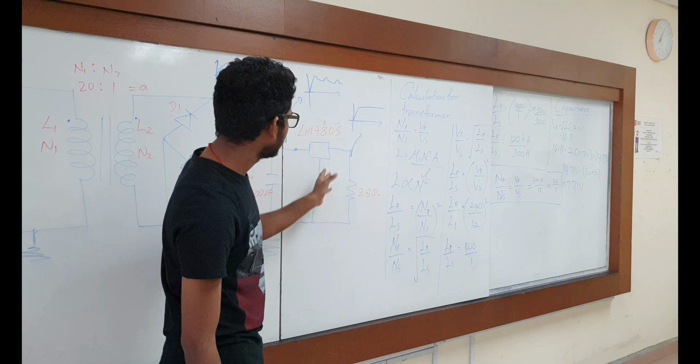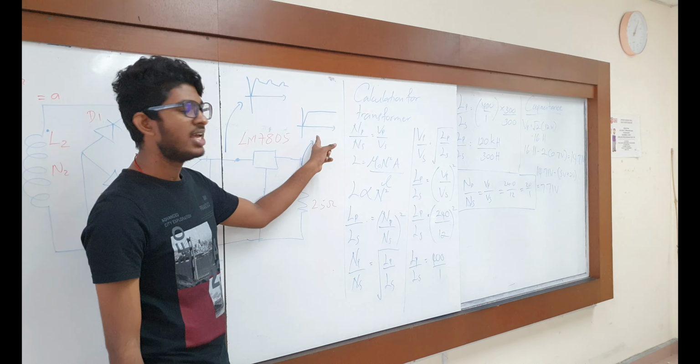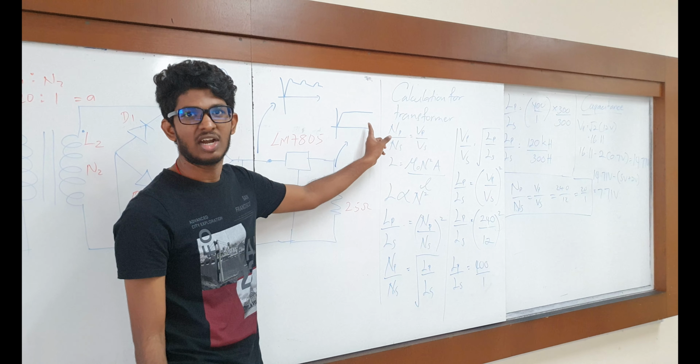After this process, the output voltage will be 5 volts and the graph will be like this. It will be a straight line graph, which is a DC graph.